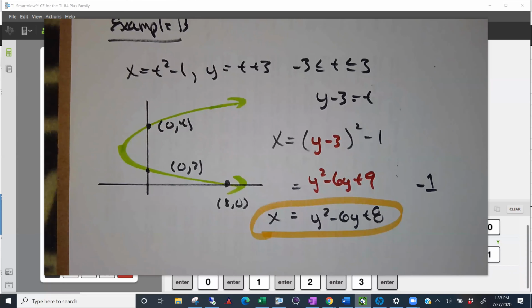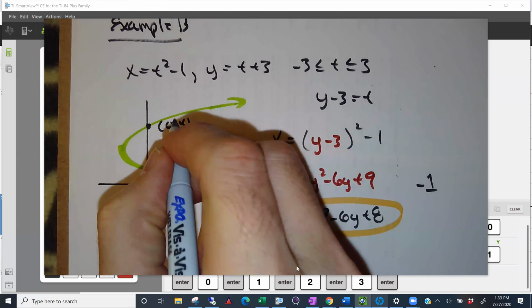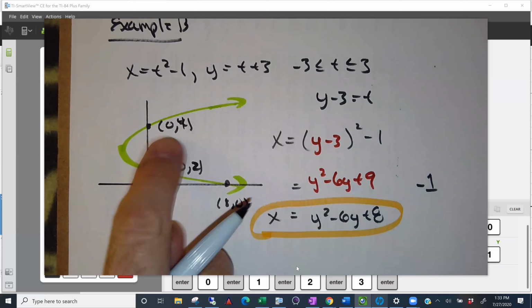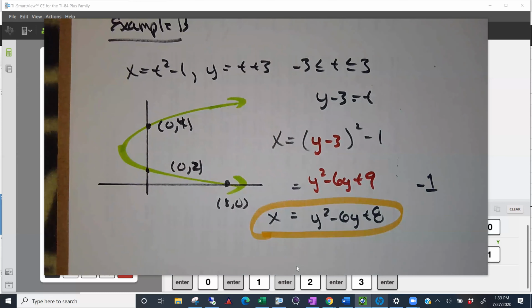So, okay, 8 and 0 is already on my graph, so that's nice. What's that point to the left? So we've got 0, 2, and 0, 4. Oh, yeah. Okay. Those are just the x and y intercepts. So I put those on almost without thinking, just out of a matter of habit.